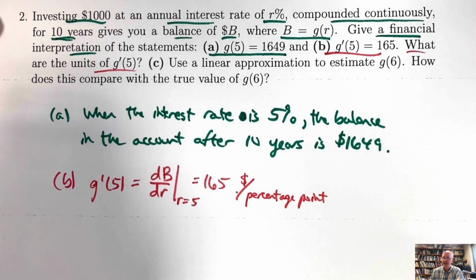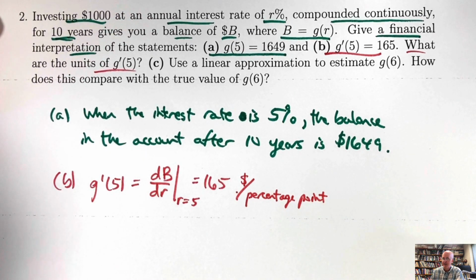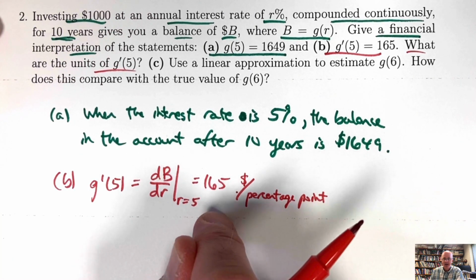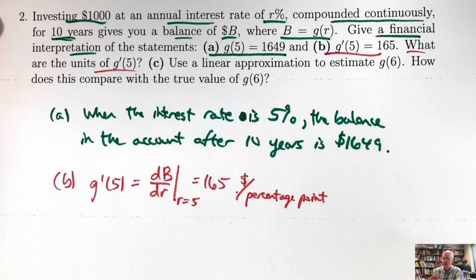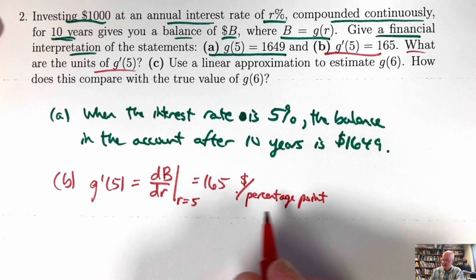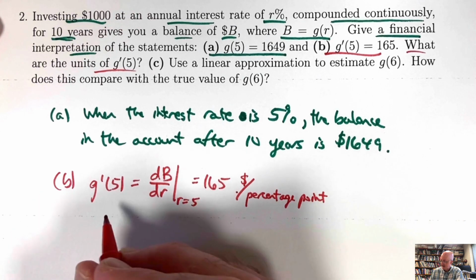For every percentage point increase from 5%, like from 5 to 6%, you would expect the final balance to go up by about $165. Okay? It is a linear approximation. When you say that, the graph is not necessarily going to be straight here. That's how you would interpret this. Let's go ahead and expand on that.